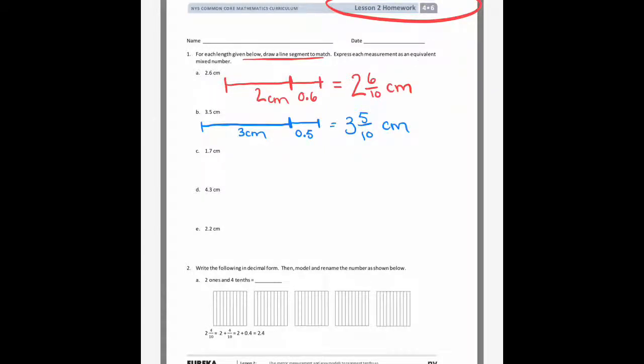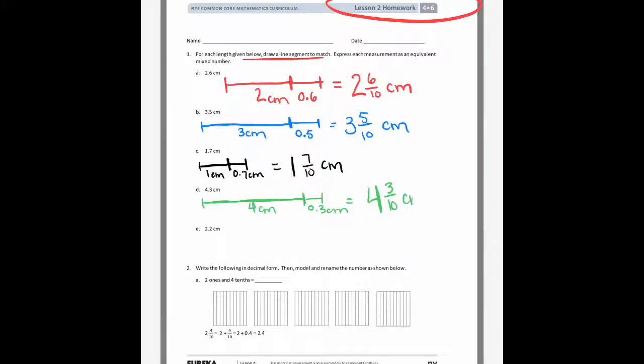If I had a ruler, it'd be more accurate, but we're just going to draw a picture that represents it for now. 1.7 centimeters, I'm going to draw, well, that's probably too long. 1 centimeter and 0.7 centimeters. And when I get those together, it'd be 1 7/10 centimeters. Okay, 4.3 centimeters, so I'm going to draw what might be 4, and then 0.3 centimeters, and then all together it'd be 4 3/10 centimeters.